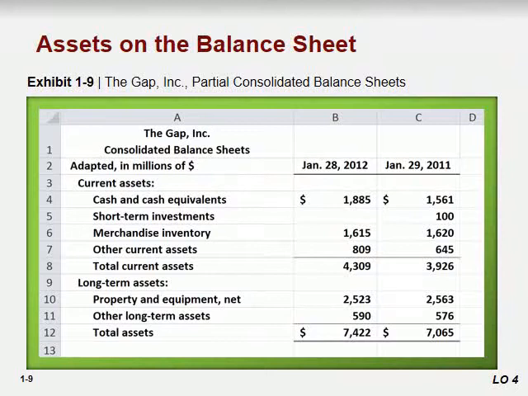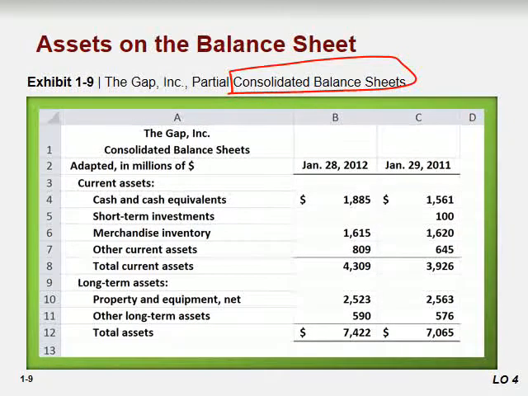So this is the Gap Incorporation consolidated balance sheet. Why have we written partial here? Because there are no liabilities and owners' equity here. Only the asset side is here. So that's why we call this partial.